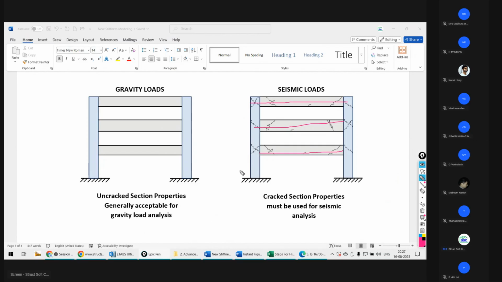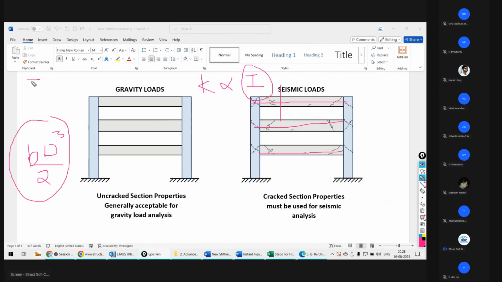So stiffness, try to understand, stiffness is nothing but the rigidity. Stiffness is resistance to deformation. It is one kind of your strength, capacity. So K is directly proportional to your moment of inertia at any of the section. What formula will you use for the moment of inertia? BD cube by 12. This is the formula to calculate the moment of inertia. If you are able to use this formula confidently, so you can say that the gross moment of inertia will be BD cube by 12. This is your gross moment of inertia.